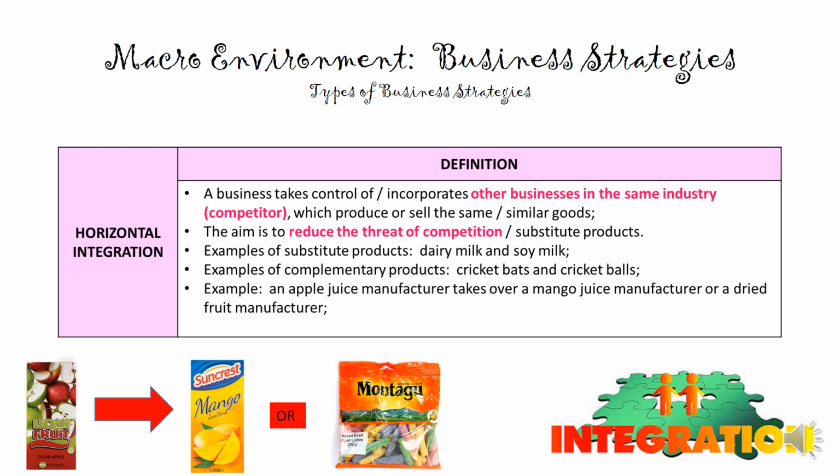So now us as a company, we are producing both apple juice as well as mango juice. We have eliminated the competition by making it part of us. So whether consumers now will want apple juice or whether they will want mango juice, we will satisfy their need. We have a product to satisfy their need and we are going to make the money from the sales.